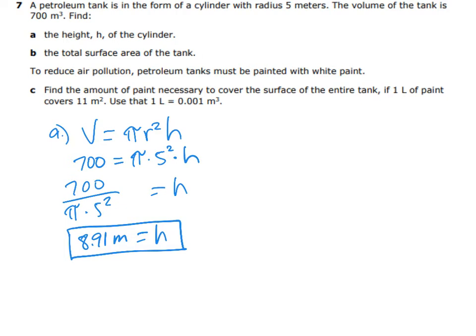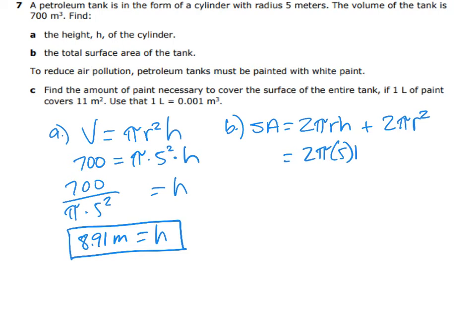Okay, then part B says find the total surface area. So total surface area of a cylinder is going to be 2 pi r h. That gives us the curved surface area plus the areas of the two bases that are both circles. So now that we know what h is, I'm just going to go ahead and write 2 times pi times our radius, which was 5, times h. Remember, I have an exact value for h, so I don't want to put a rounded answer in there. I would rather that you store that in a variable h and then plug the exact value in.